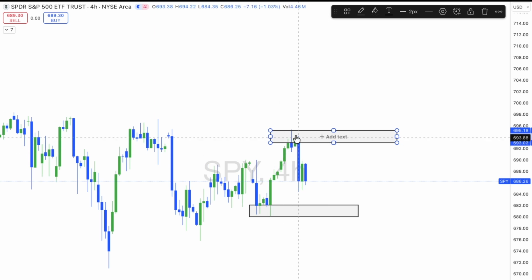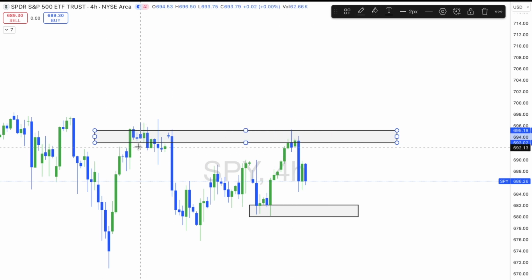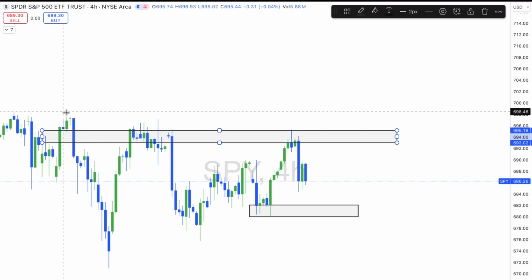Now the reason why this is my level here is simply because if I pull it all the way across, you can see that as soon as it got up here, we had a flush. If you come all the way over here, you can see that we had another flush. It got up above it, so this was a fake out, and then it flushed. So every time it gets up here into these levels, you get a nice little flush down.